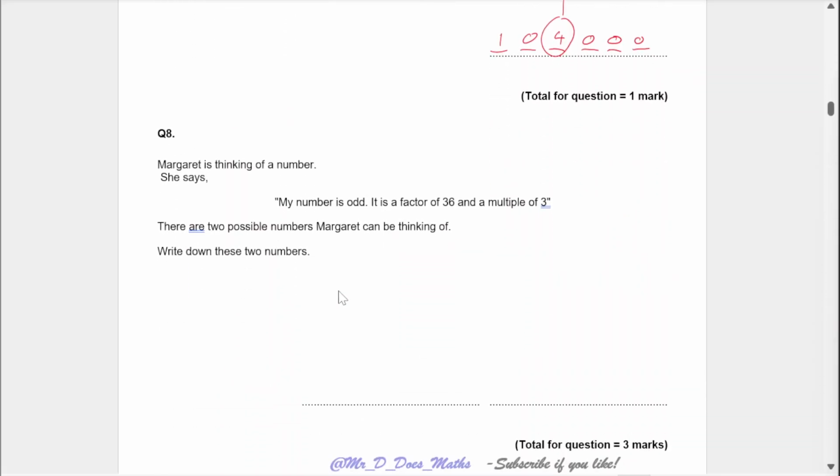Question 8. Margaret is thinking of a number. She says, my number is odd. It is a factor of 36 and a multiple of 3. There are 2 possible numbers Margaret can be thinking of. Write down these 2 numbers.